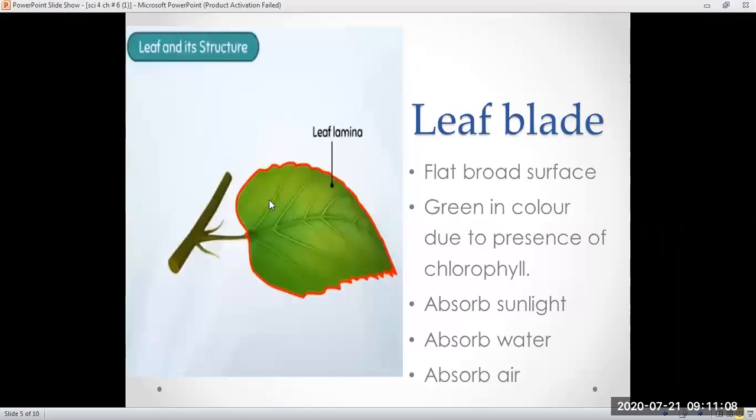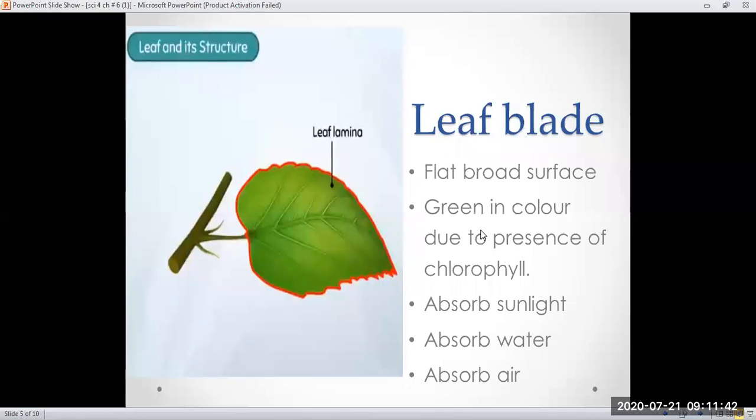So the first one is the leaf blade. As I told you, this is a leaf blade. The flat, broadened area on the upper side of the leaf is known as the leaf blade. You can say this part, all the reddish part which was highlighted on your screen, is known as the leaf blade, or we can use the word leaf lamina. In the leaf, we have seen every leaf is green in color.